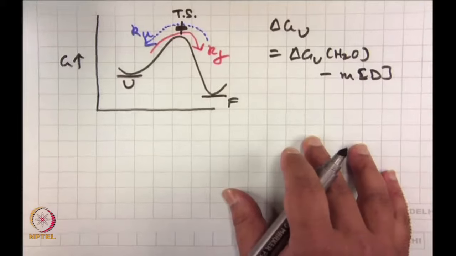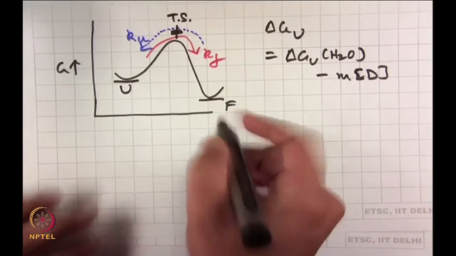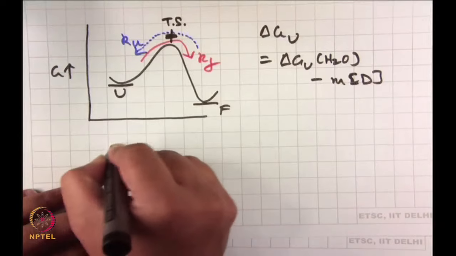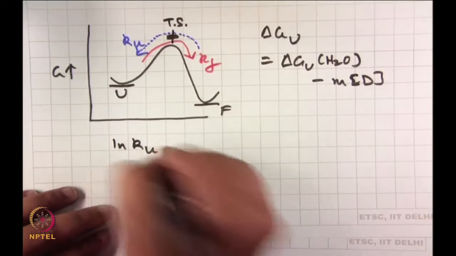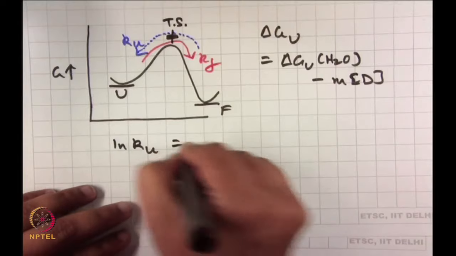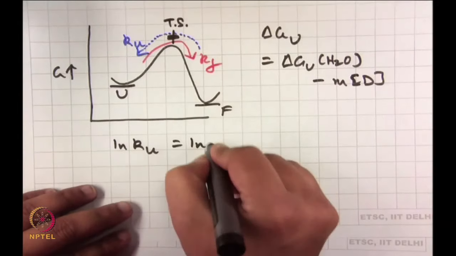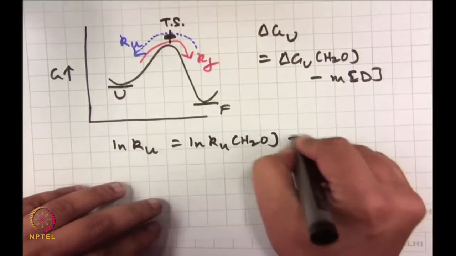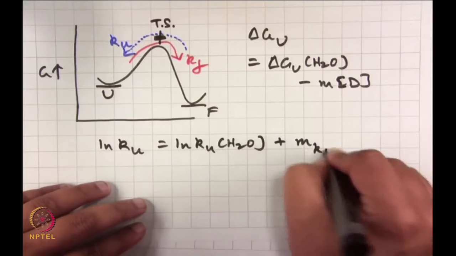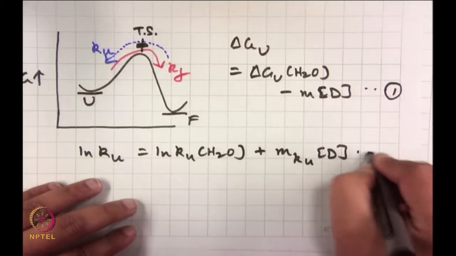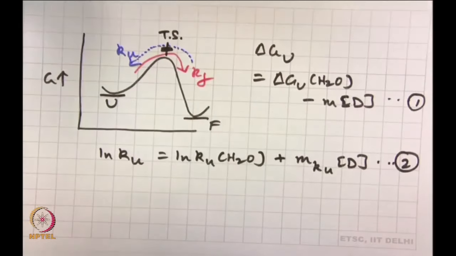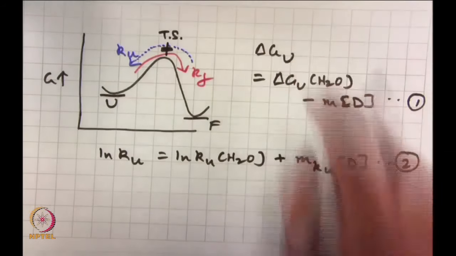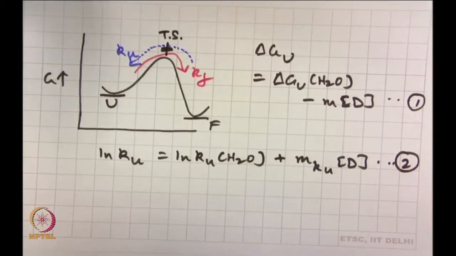So, suppose you are looking at the unfolding, that means you are going from folded to the unfolded state. Then what you can write is natural log of Ku is equal to ln Ku in H2O plus m Ku into concentration of denaturant. So, if this is 1, then let this be equation number 2. Okay. So, this is the linear relation. See, this is very similar to delta G u, but only in this case you are not having delta G u. What do you instead have? You have ln Ku.